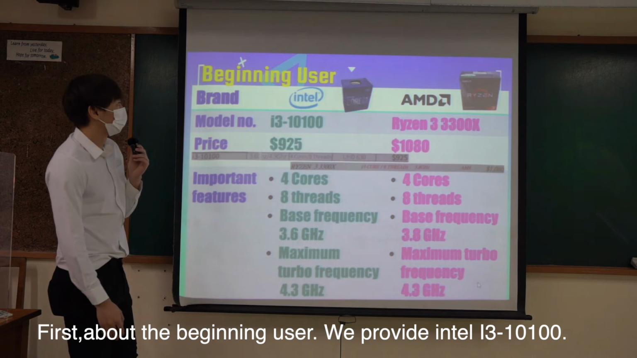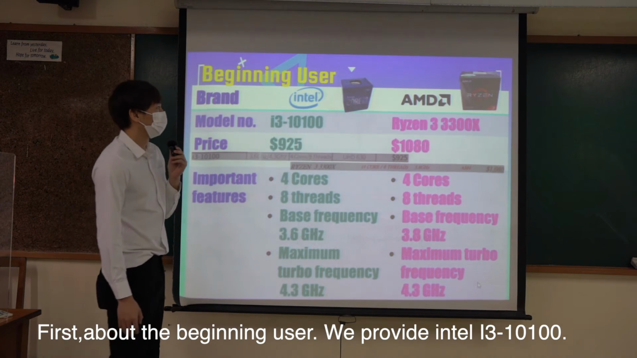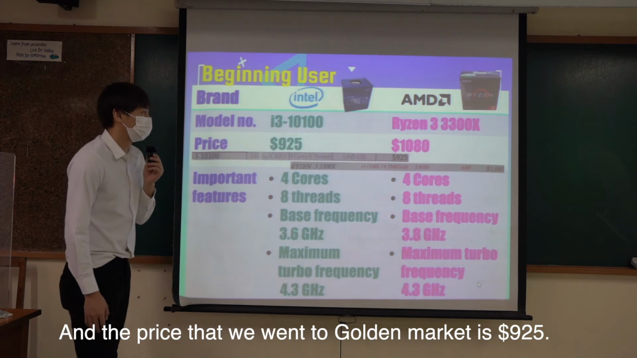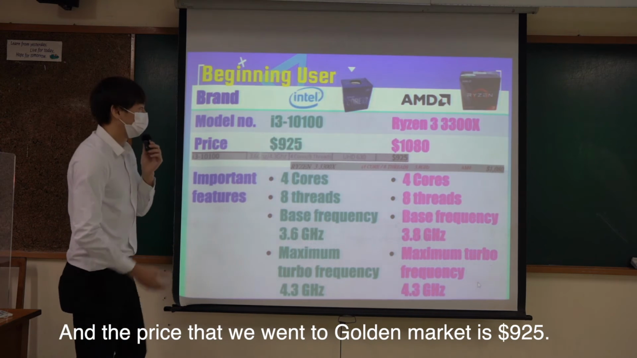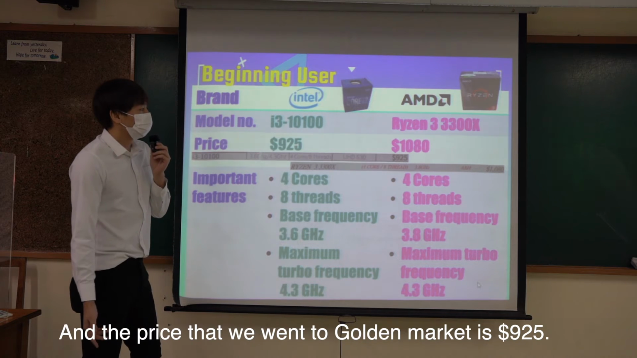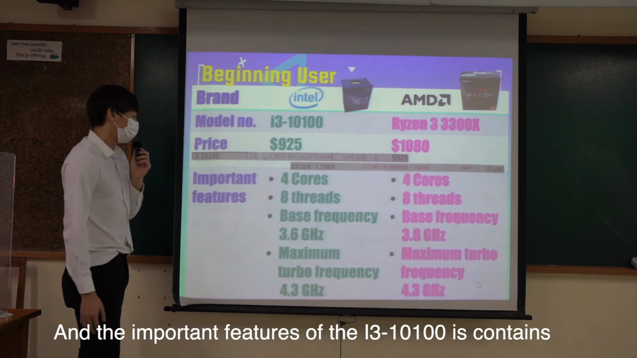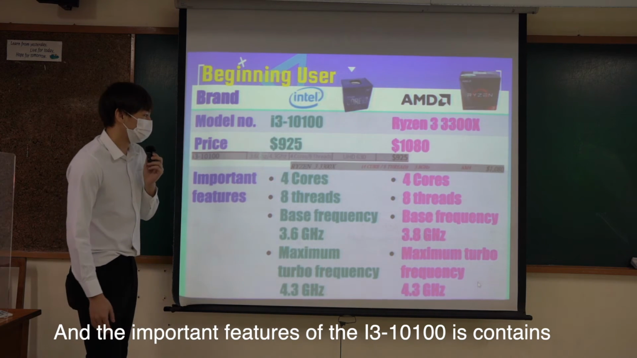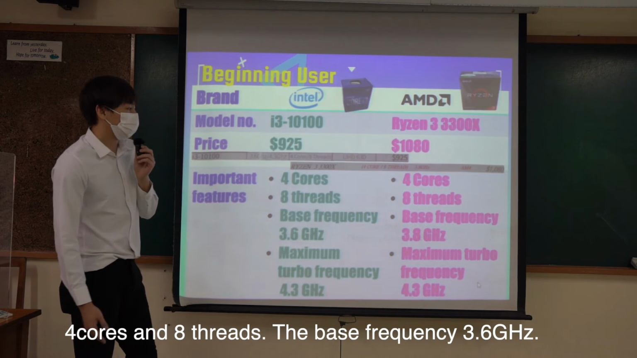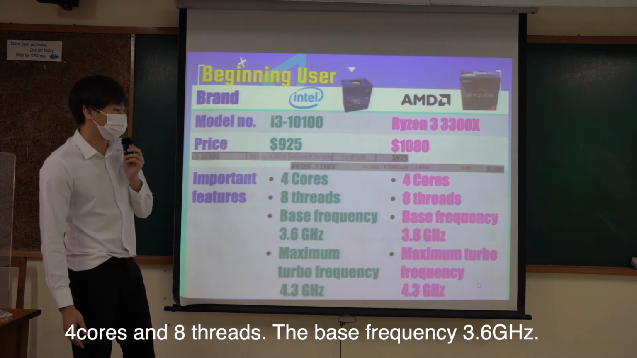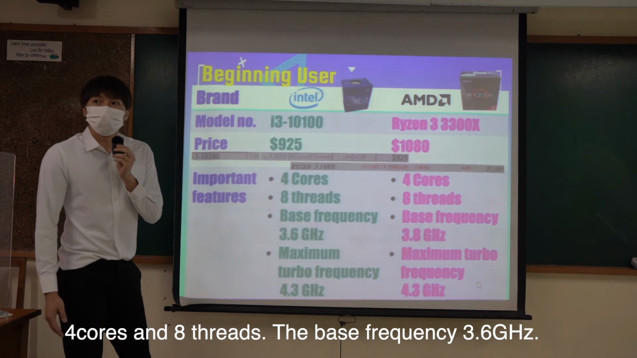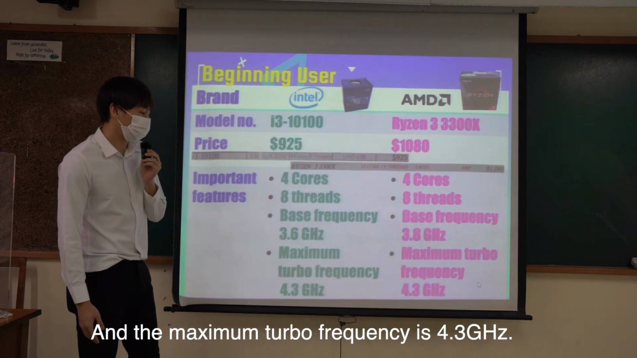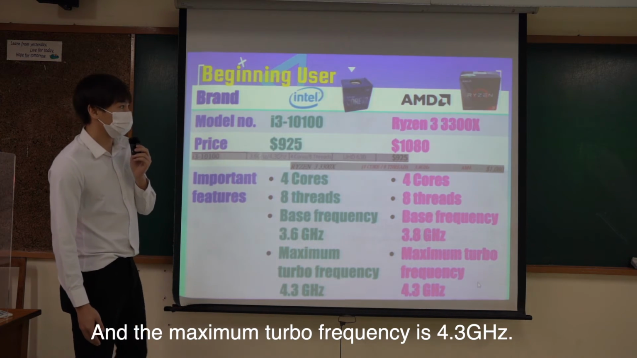First, for the beginning user, we provide the Intel i3-10100, and the price in the Golden Market is 925. The important features of the i3-10100 are 4 cores and 8 threads, and the basic frequency is 3.6 GHz, and the maximum turbo frequency is 4.3 GHz.